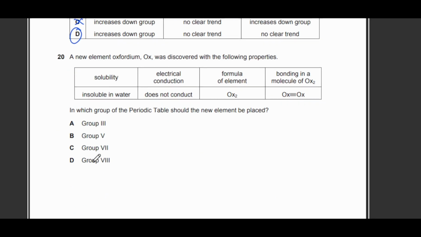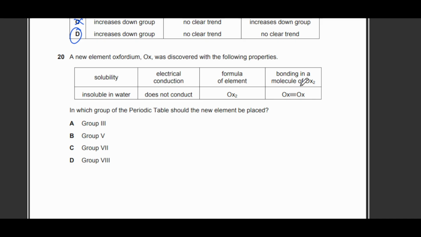Question 20. A new element, oxfordium, was discovered with the following properties. Insoluble in water, does not conduct. OX2 is the formula of the element. And it has a triple bond.